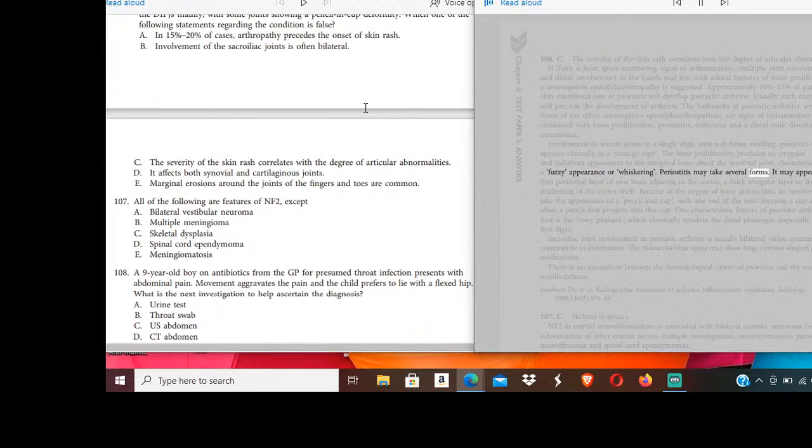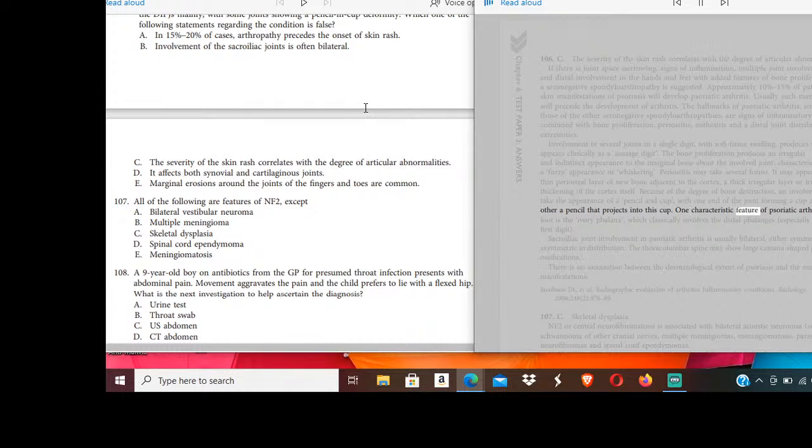Periosteitis may take several forms. It may appear as a thin periosteal layer of new bone adjacent to the cortex, a thick irregular layer, or irregular thickening of the cortex itself. Because of the degree of bone destruction, an involved joint may take the appearance of a pencil and cup, with one end of the joint forming a cup and the other a pencil that projects into this cup.